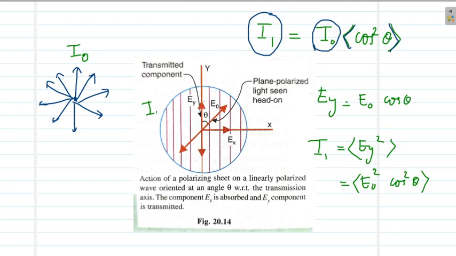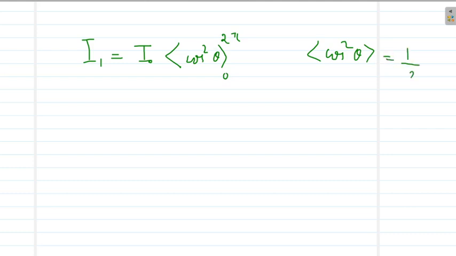So let us calculate that. Now I1 equal to I0 into average of cos square theta. So you must know that the average of cos square theta evaluated between all the angles of 0 to 2 pi is actually 1 by 2.